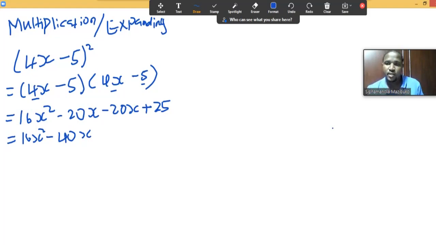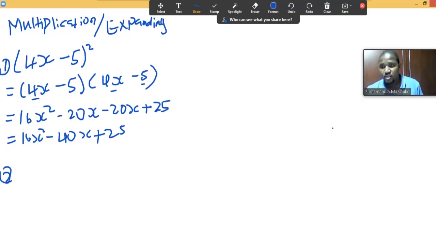Okay, let's look at the plus 25. So this is our final answer. This is what we get. Let's look at the second example. We can call this example 1, right? Let's look at example 2.